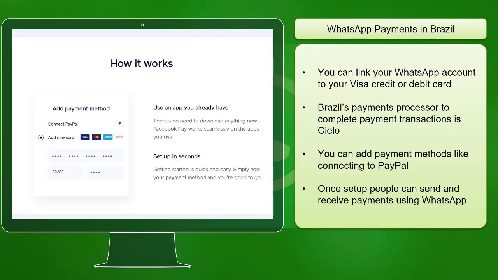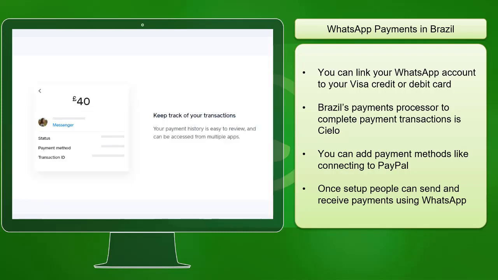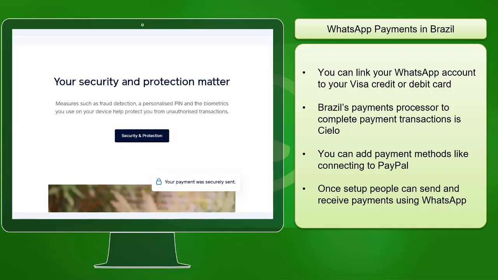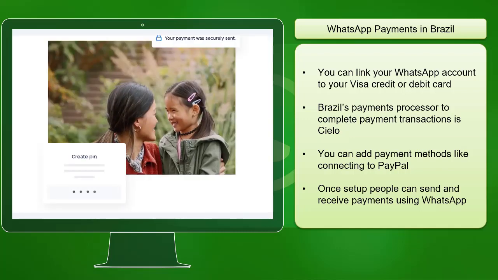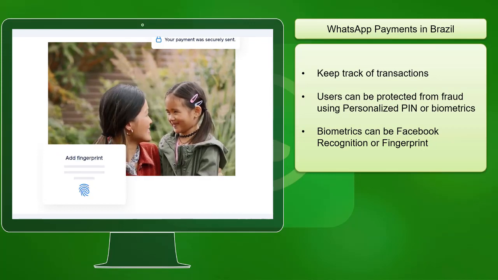You can link your WhatsApp account to your Visa, MasterCard credit, or debit card. Brazil's payments processor to complete payment transactions is Cielo. You can add payment methods like connecting to a PayPal account or adding a new credit card. Once set up, people can send payments using the payment feature on WhatsApp. It's possible to keep track of transactions, and the users can be protected from fraud using personalized PIN and biometrics such as facial recognition or fingerprint.